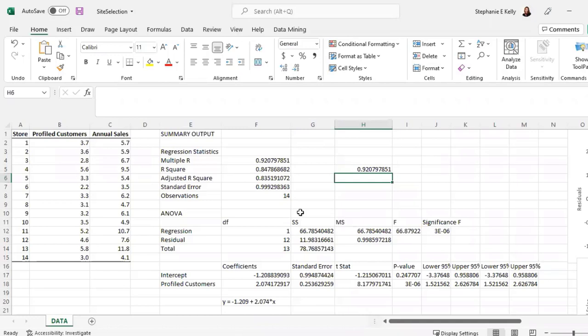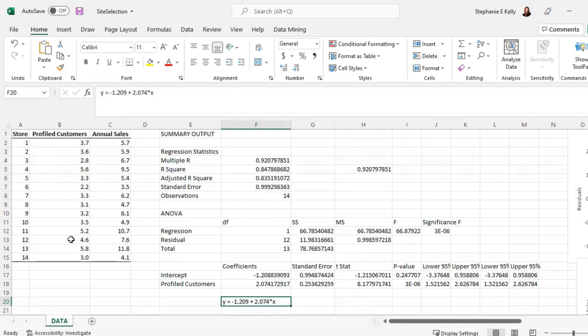Because the end goal of regression is prediction, I do have a word of caution for you. It's not wise to use your regression equation to predict what new values of the dependent variable will be using independent variable values that go beyond the range you tested. Here, our lowest value is 2.2, and our highest value is 5.8. We can be very comfortable predicting annual sales based on profile customers that fall anywhere in that range and slightly outside of that range.